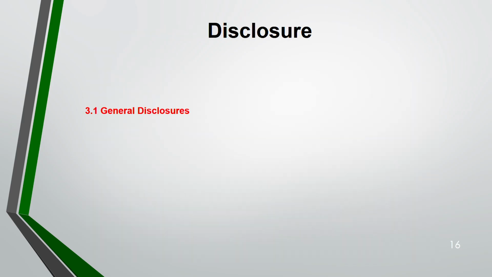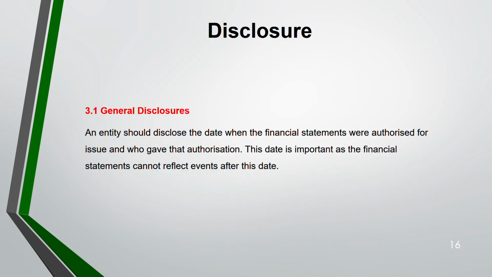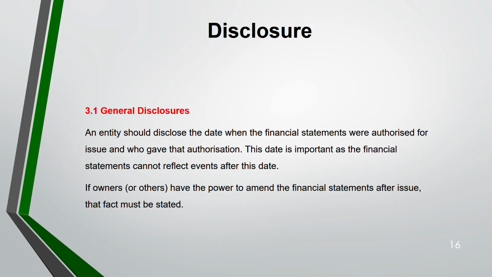Now, going to disclosure. So, general disclosure. An entity should disclose the date when financial statements were authorized for issue and who gave that authorization. This date is important as financial statements cannot reflect events after this date. Remember, after it was authorized for issue, any event after that, you can't reflect that event. If owners have the power to amend the financial statements after issue, that must be stated.